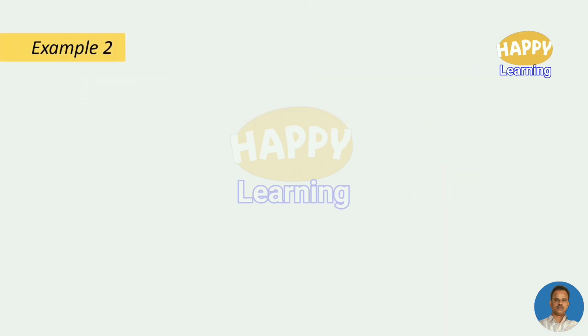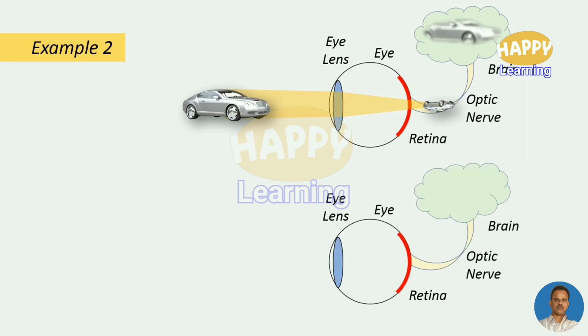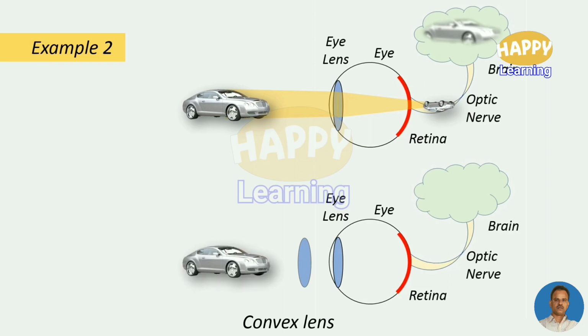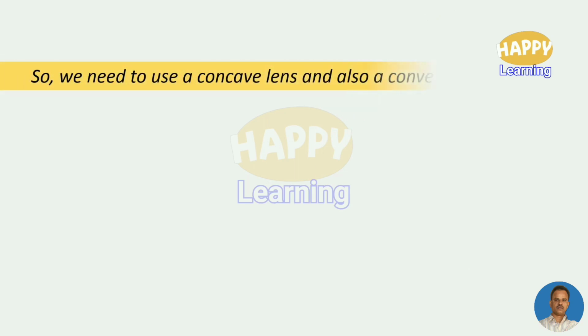Example 2. Here is an object at a shorter distance. The rays coming from the object after passing through the eye lens are converged to a point behind the retina and the image read by the brain is blurred. Whereas if a convex lens is introduced in front of the eye as spectacles, then the rays coming from the object are first converged by the external lens and then again converged by the eye lens, and finally a clear image is formed on the retina and the image read by the brain is clear. So we need to use a concave lens and also a convex lens to correct presbyopia.